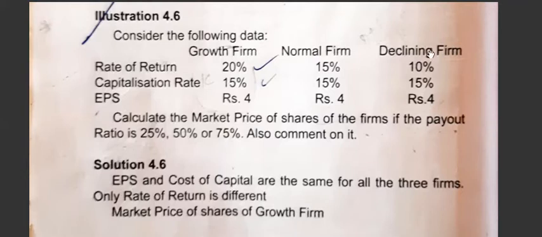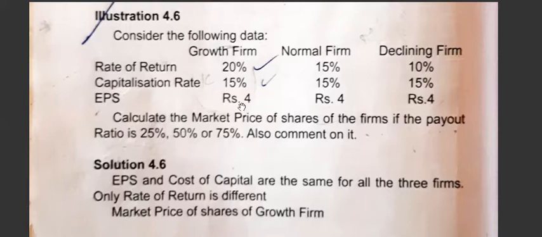There are three forms in the Walter's model: growth form, normal form and declining form. How will you come to know it is a growth form? When rate of return is more than cost of capital. Okay, R is more than K, then we call it growth form. When both are the same, then it is normal form. When our rate of return is less than cost of capital, then it is a declining form.